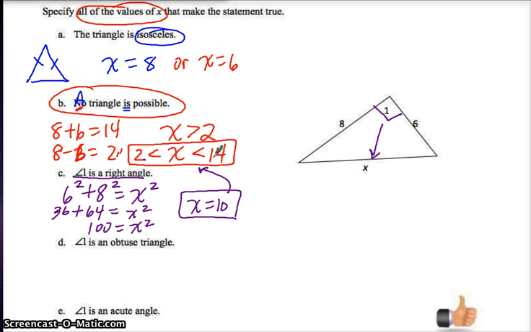Yes, so we know that triangle does exist, and we know it's going to exist if it satisfies the Pythagorean theorem anyway. So x specifically has to be 10 for letter C. Okay, but how about for letter D?